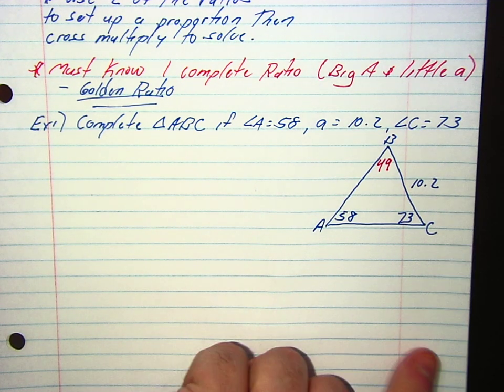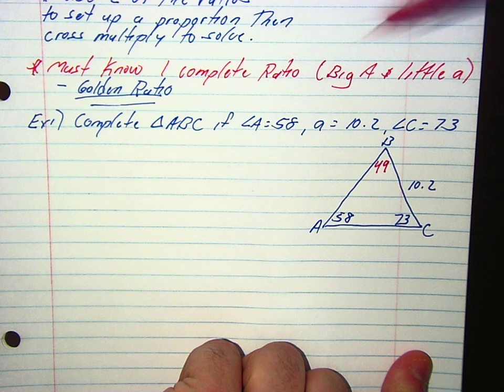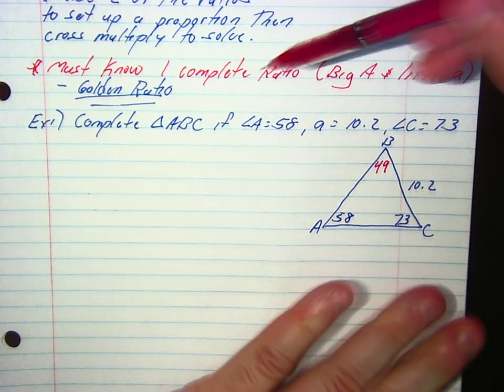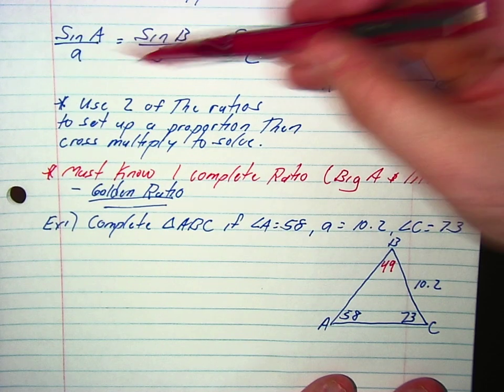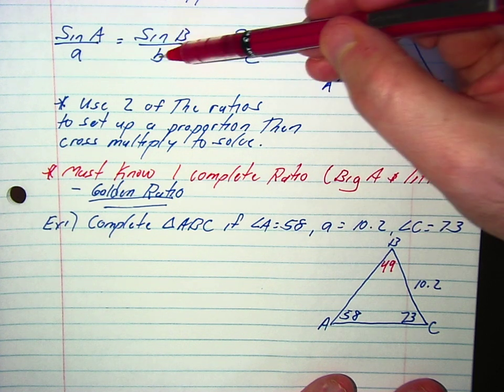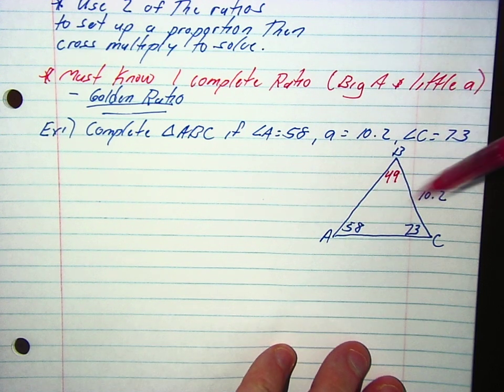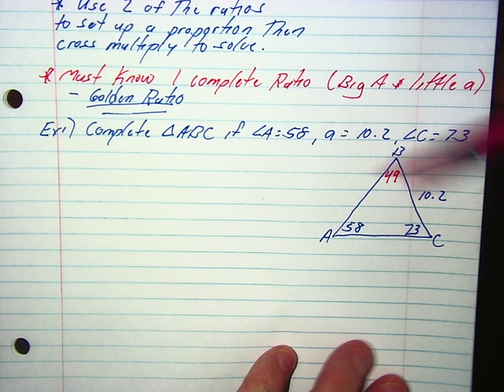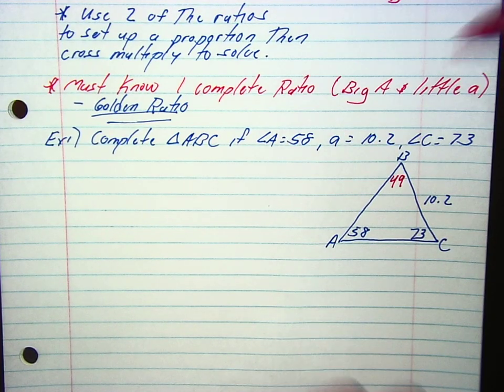Okay, so now I've got to do the law of sines. Now remember what I wrote here. To do the law of sines, you have to know one complete ratio. So one of these three fractions you have to know. So you got to know A and little a, or B and little b, or C and little c. Now if you look at the problem here, I have both A's. So this one's good. That's what I call the golden ratio. You're going to use that to find everything else.